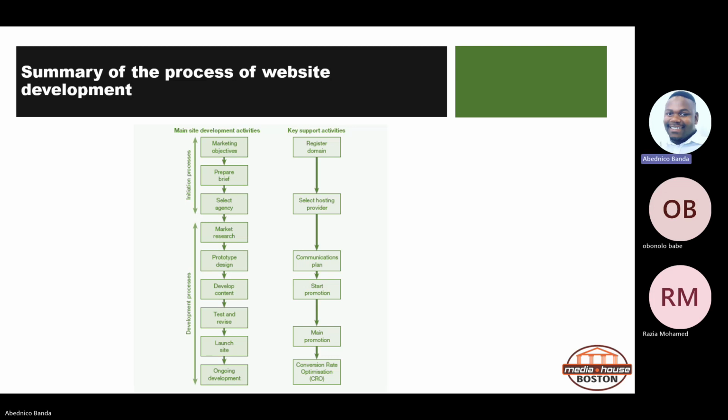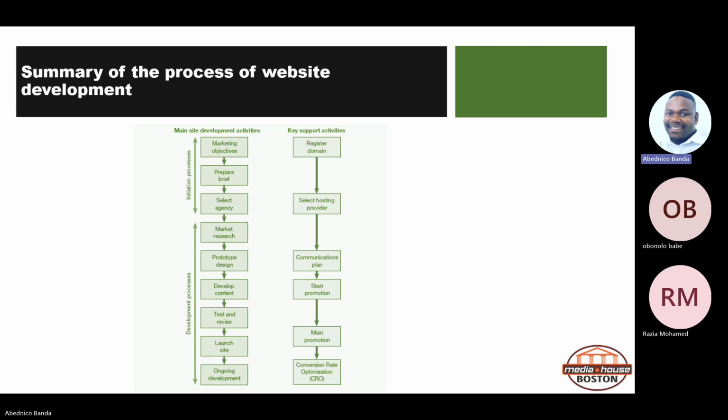Prepare the brief. Select the people who are going to develop that website. Do market research. Prototype the design. We're going to talk about prototypes, I think, in the next lesson. Develop content. Test and revise, then launch the site, then you continue with ongoing development.